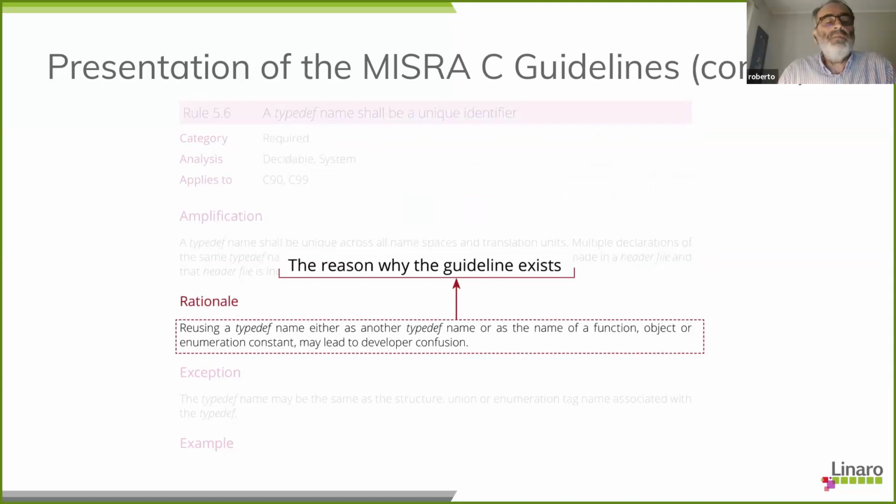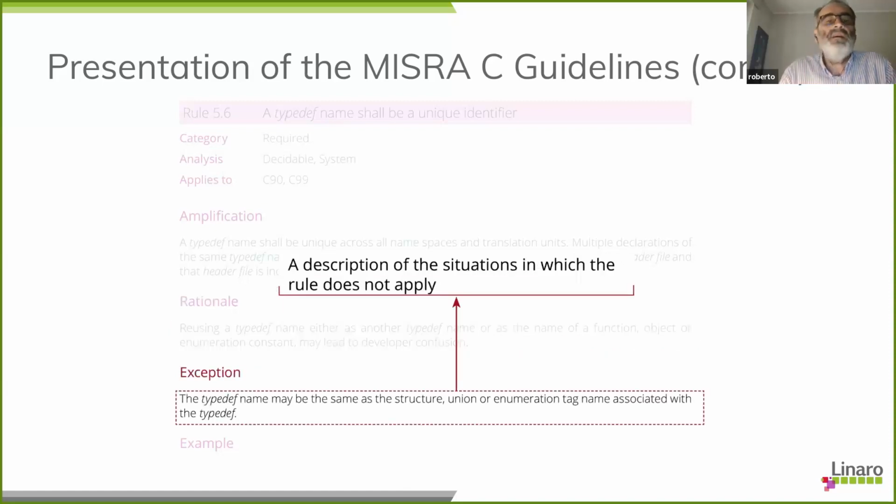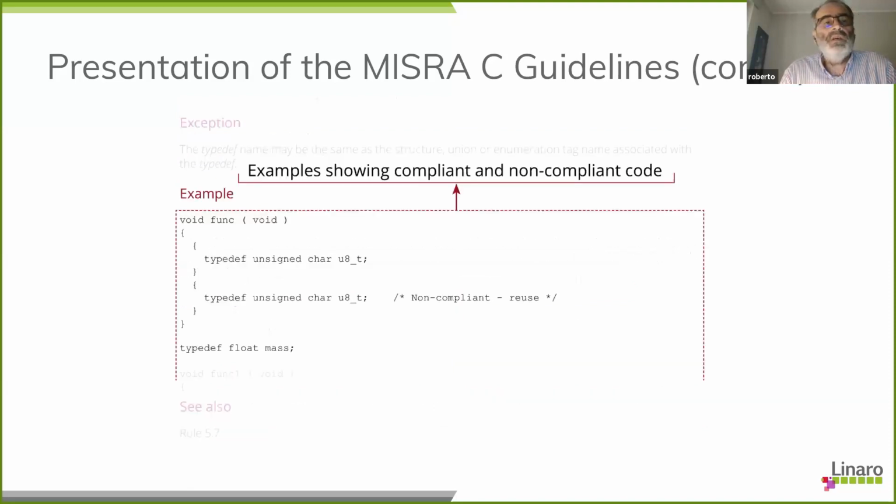There is a section about the rationale, explaining to programmers why the rule is there. And this is essential in order to encourage adoption. Programmers have to be reminded of why there is a certain guideline and why it is important to comply. And in some cases, rules do not apply to certain situations. For such rules, there is a section called exception that details the circumstances in which the rule doesn't apply. And there always is a section called example showing compliant and non-compliant code.